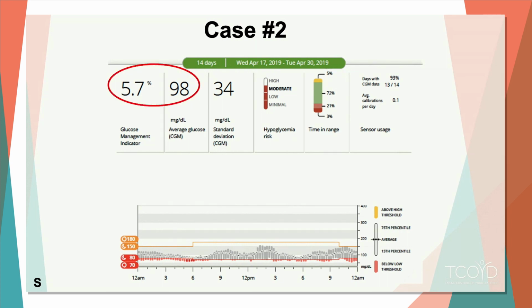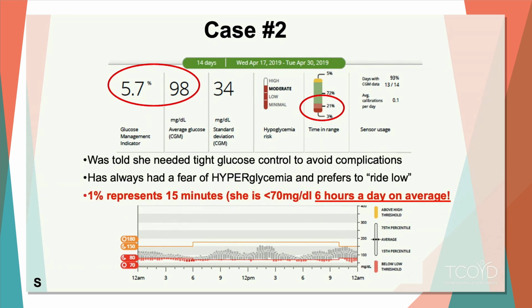Estimated A1C, 5.7. Average glucose, 98. Standard deviation, 34. Look at the time below range. It is 21%. And that's basically more than 5 hours a day below 70. And you can see there's a small 4% below 55. Now, if you just look at these numbers, you say the time in range is above 70%. All the other metrics are good, but this person is getting low a lot.